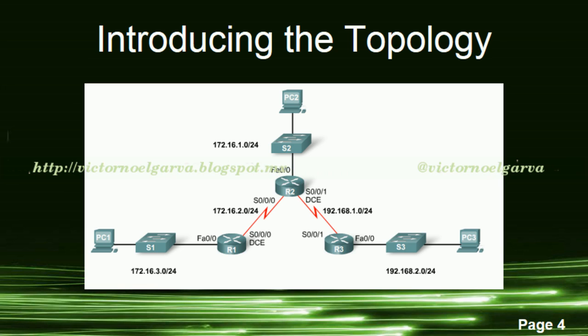Each router in this example is a Cisco 1841. A Cisco 1841 router has the following interfaces: two Fast Ethernet interfaces, Fast Ethernet 0/0 and Fast Ethernet 0/1, and two serial interfaces, Serial 0/0/0 and Serial 0/0/1.